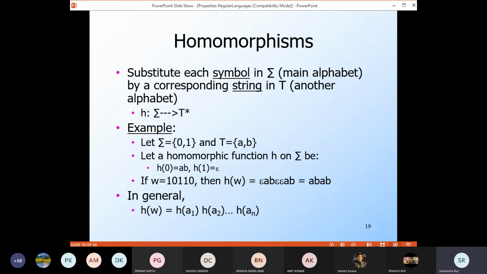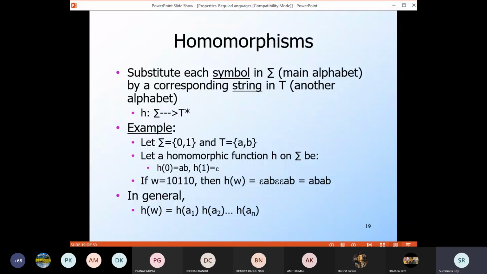So a homomorphism is nothing but a special case of a substitution where the replacement is not by a complete regular set, but by a single string. A single string is also one kind of regular set. It is actually a regular set itself, so a special regular set.